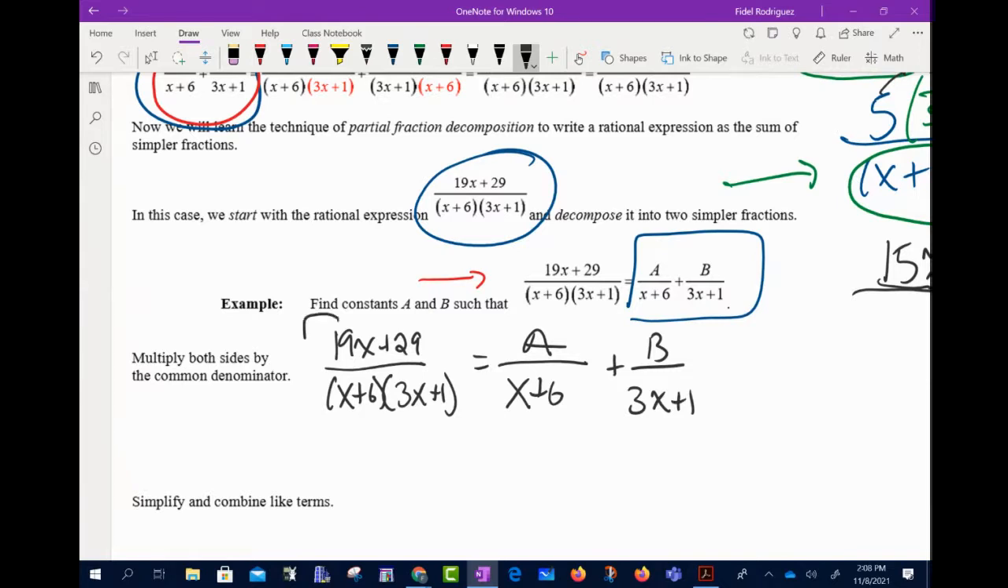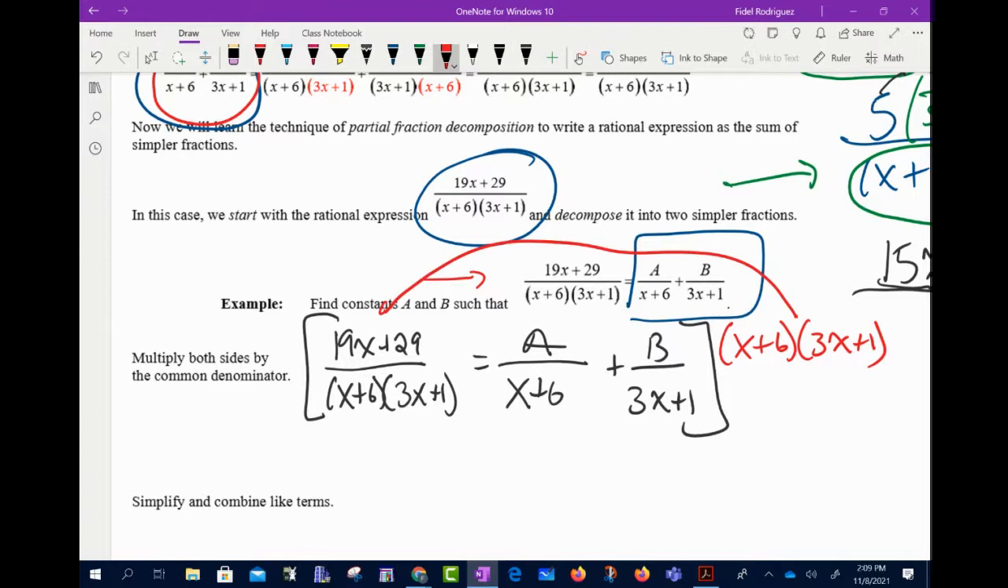So our common denominator, y'all, everybody agree that my common denominator here is going to be x plus 6 and 3x plus 1. That's our LCD in terms of this problem. And so we're going to go super, super slow, y'all. Okay. So look, I'm going to go in slow motion. So the first thing I'm going to do is write this as 19x plus 29 times x plus 6 and 3x plus 1. And I'm going to put this 19x plus 29, y'all, in parentheses, okay?